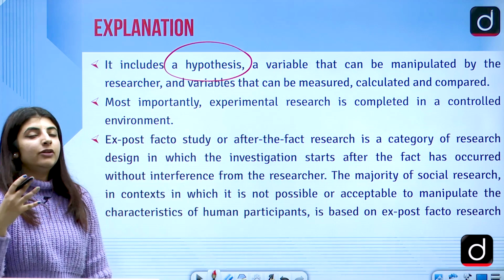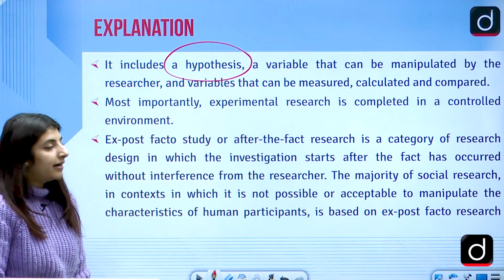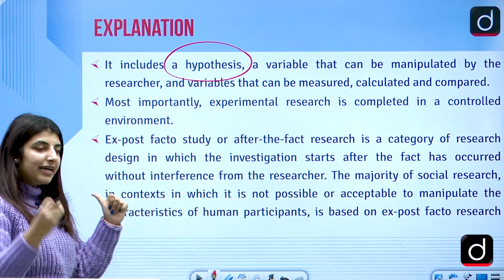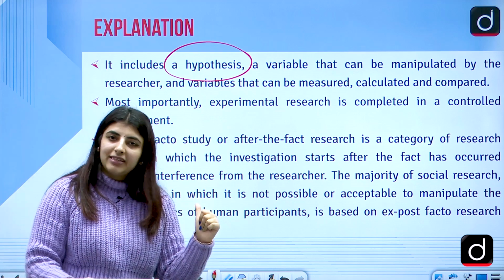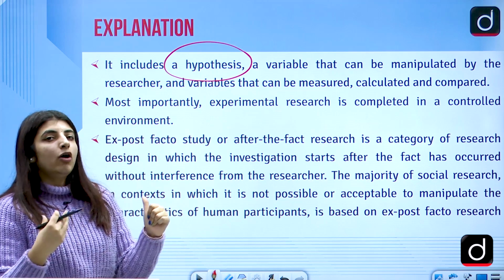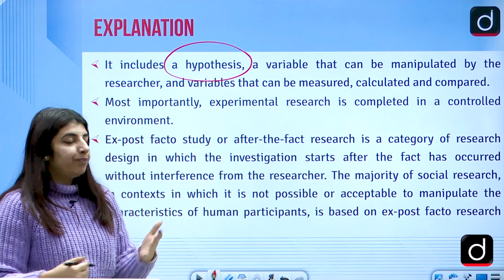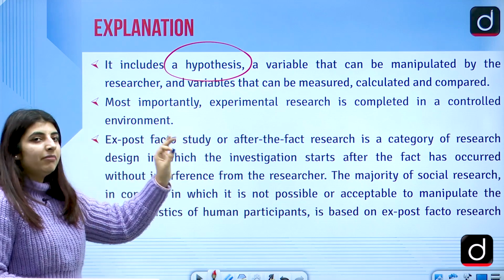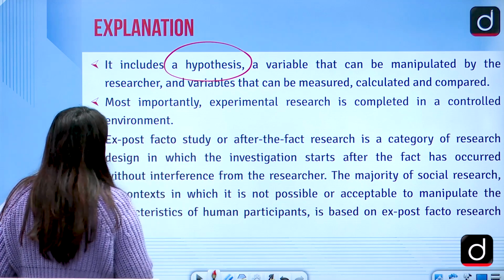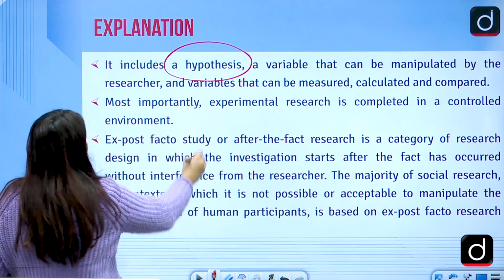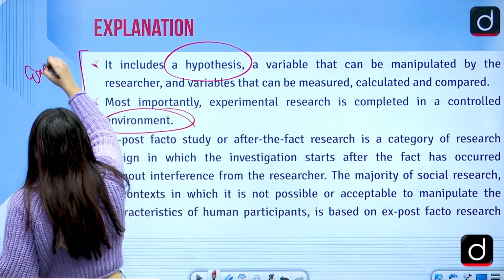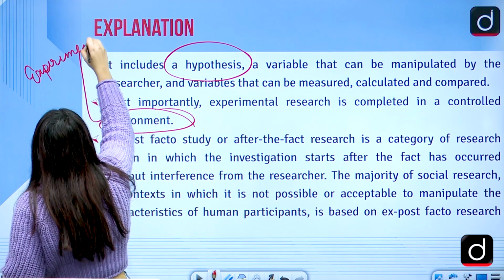I am going to test the new medicine and its effect on my heart health. A variable that can be manipulated, the medicine: on days when I take that medicine, does that improve my heart health, and on days when I did not, what happened, right? So manipulation of the variable is being seen, that can be measured, calculated and compared. It is completed in a controlled environment. Currently we are just talking about the experimental method.